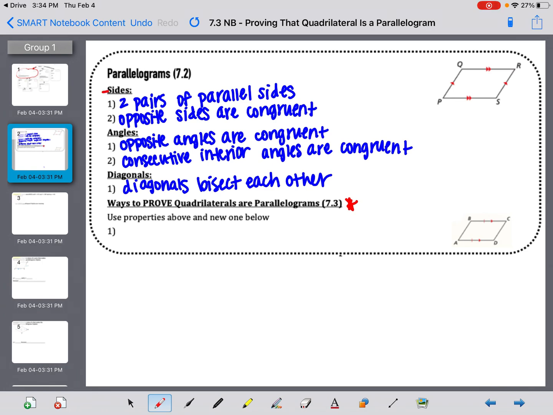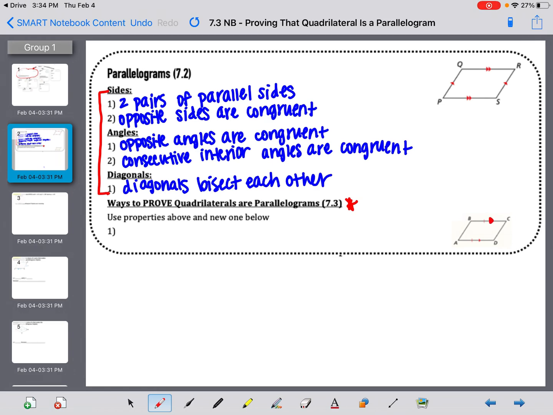So we can use any of these characteristics above to prove that a quadrilateral is a parallelogram. For example, if we were given opposite angles are congruent, I could then conclude that that quadrilateral is a parallelogram. In addition to these 5 up above here, I can also use the fact that if I am given one pair of sides is congruent and parallel.